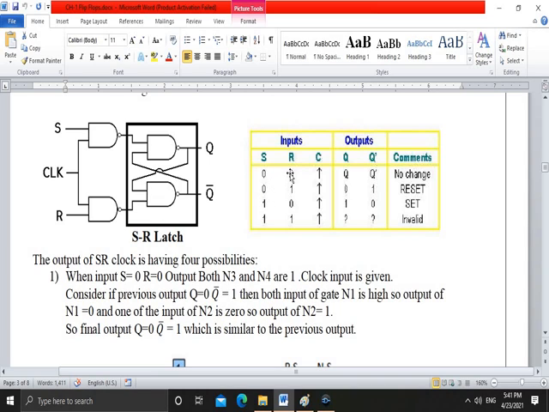We have to write this in truth table. When S equal to 0, R equal to 1, clock is applied, Q is 0, Q bar is 1. This is called reset state.